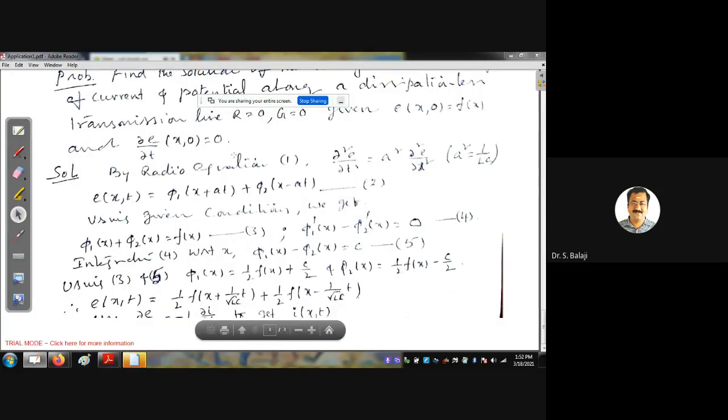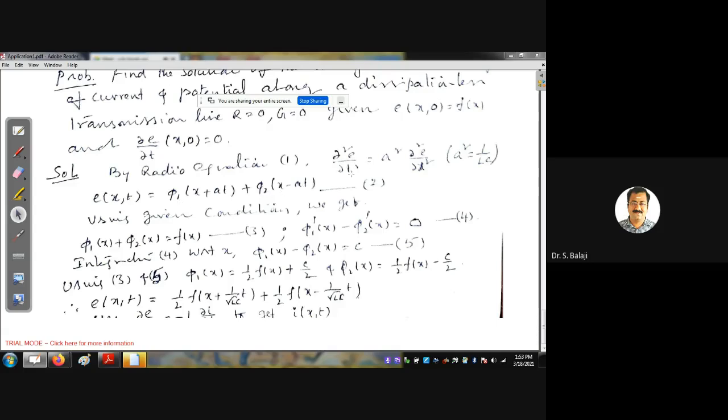Yes, it is better to take ∂²ρ/∂t² on the left side first and a² as 1/LC. Then you can get a proper idea. If you take ∂²ρ/∂t² on the left side, this is the equation, and you can get 1/LC. Then in that case you can get this type of equation here.